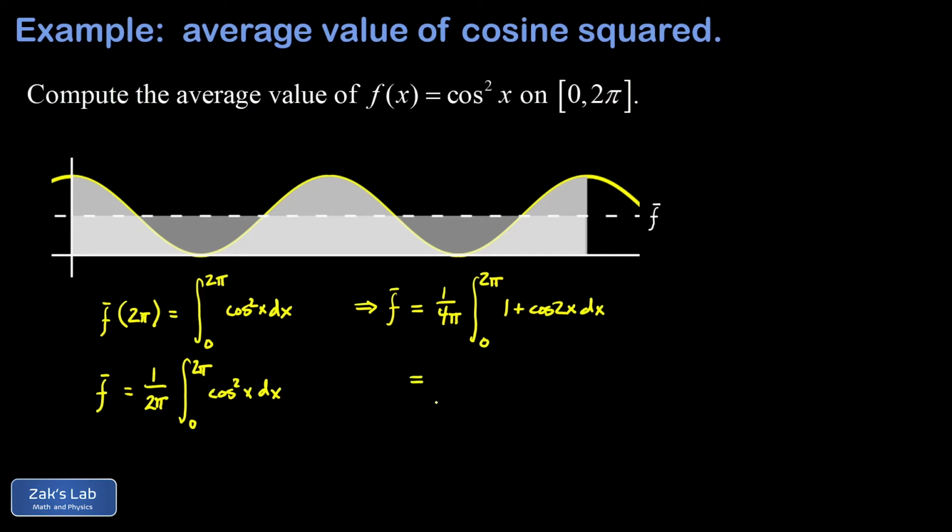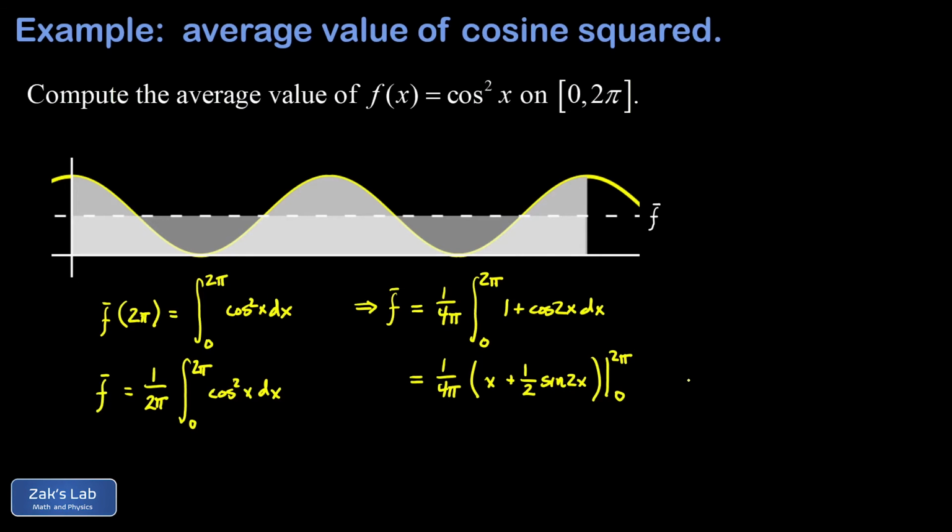Each of those pieces is simple to integrate. The first just gives me an x. And then the second piece, I'm trying to get the antiderivative of cosine 2x. That's basically sine 2x, but I need a 1/2 out in front to account for the chain rule. And this whole thing is evaluated from 0 to 2 pi.